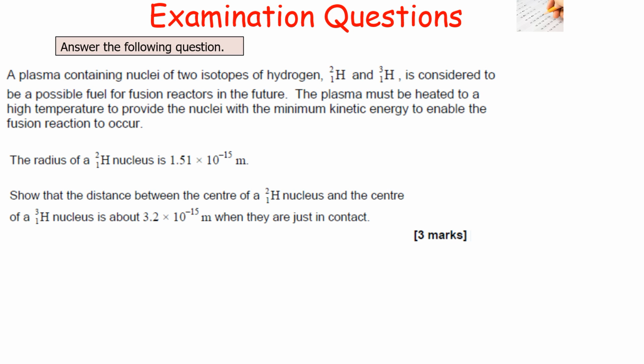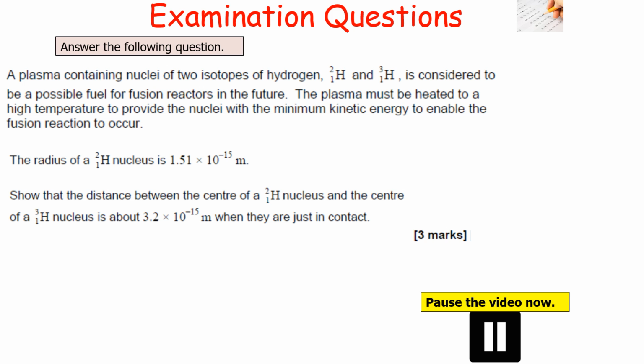The next question says, the radius of a 2H nucleus is 1.51 times 10 to the minus 15 meters. Show that the distance between the 2H nucleus and the center of the 3H nucleus is about 3.2 times 10 to the minus 15 meters when they're just in contact. So pause the video now, then unpause the video when you want to go through your answer.